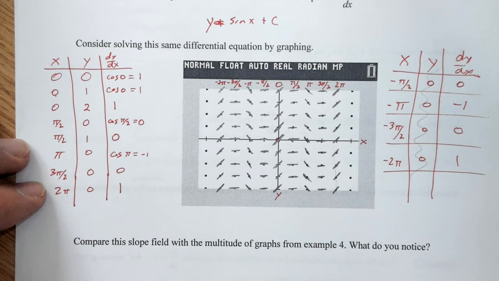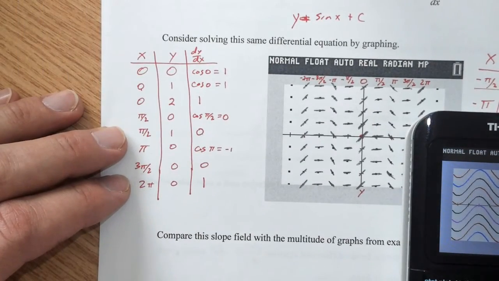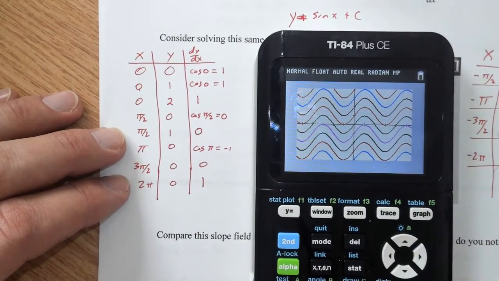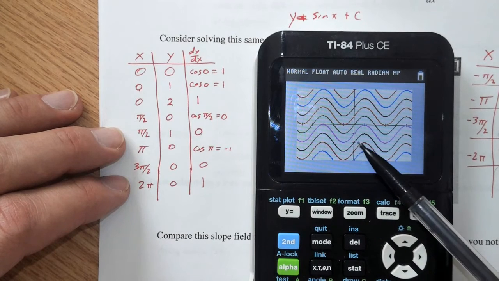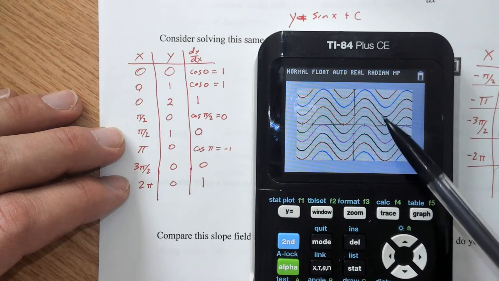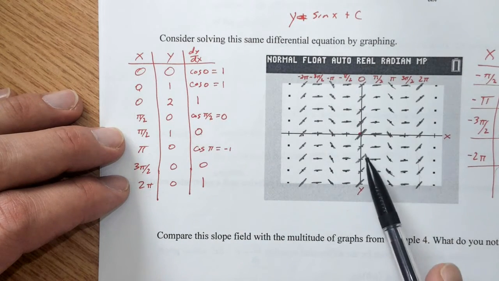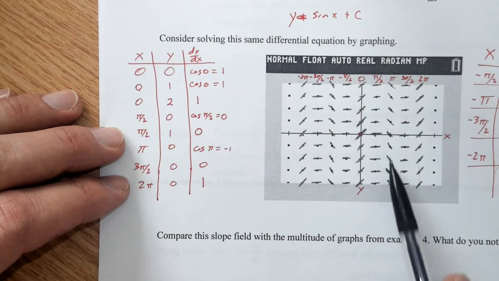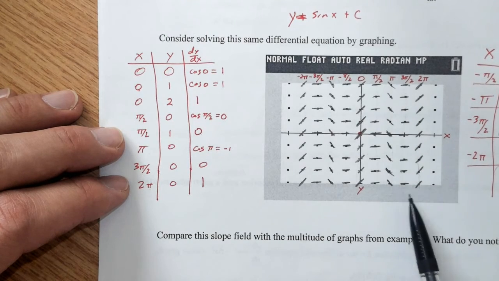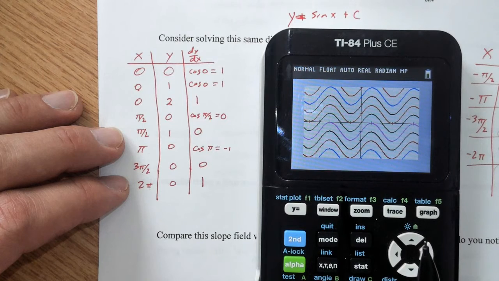Now, what I'd like you to do, if you have your calculator, or you can just take a look at mine, is look at the slope field, and then take a look at the calculator. Notice how the calculator has positive slope on the y-axis, and then zero slope, and then negative slope, and then zero slope. Positive slope, zero slope, negative slope, zero slope. Just like what we see here.